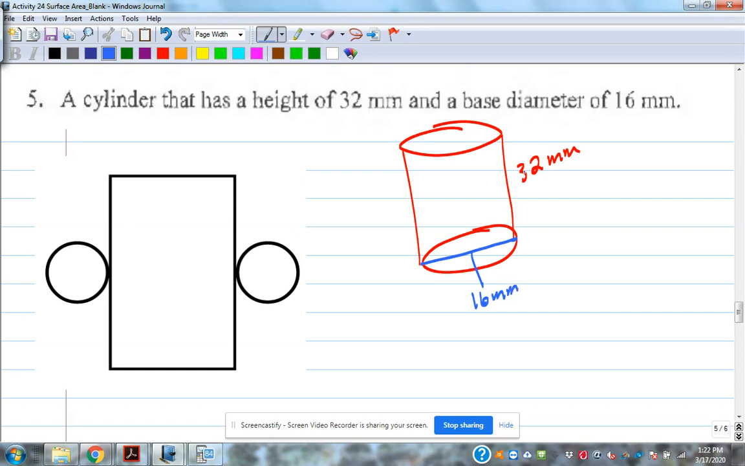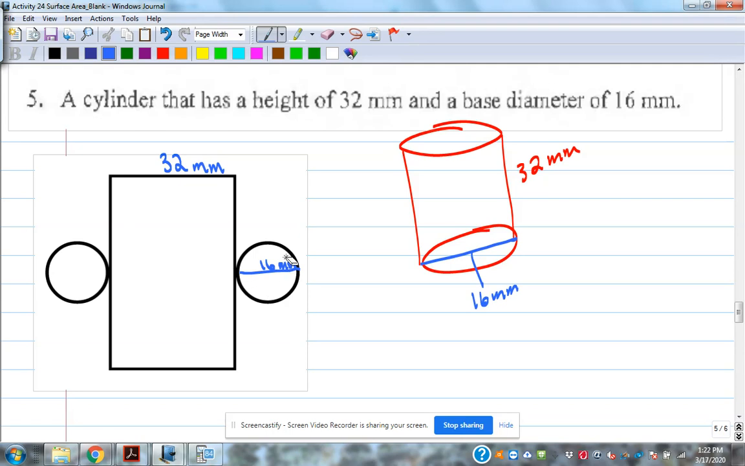Okay, so if we're going to find the surface area of that, we need to find the area of the circle that's on the top and the circle that's on the bottom, and then find the area of the rectangle out of that. So when we look at the net of that, when it's unfolded, we've got a circle here that has a 16 millimeter diameter, and then we've got a rectangle here. We know the rectangle is 32 millimeters this way, but how long is it this way? So what does this edge match up to? It matches up to the outside edge of the circle.